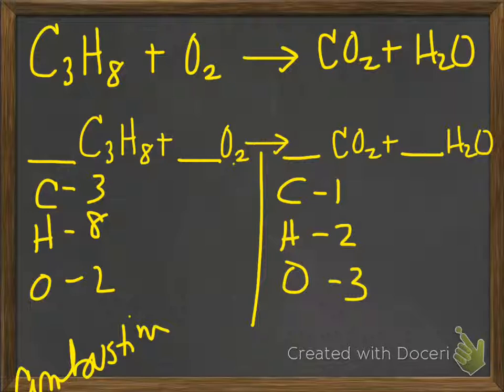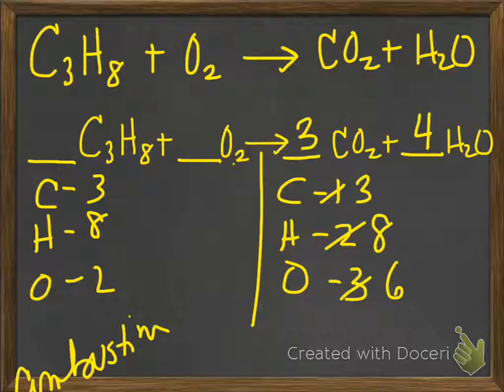Hydrogen seems like the obvious thing to balance first. If we put a 4 in front of the water, we get 8 hydrogen. That's 4 plus 2, which is 6 oxygen, because we have 4 oxygen here, 2 oxygen there. So now everything's balanced except our carbon. If we put a 3 there, now that's balanced. We now have 6 oxygen and 4 oxygen, that's 10 oxygen. Stick a 5 out there and we're good.